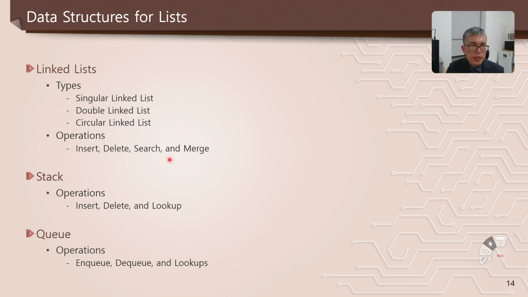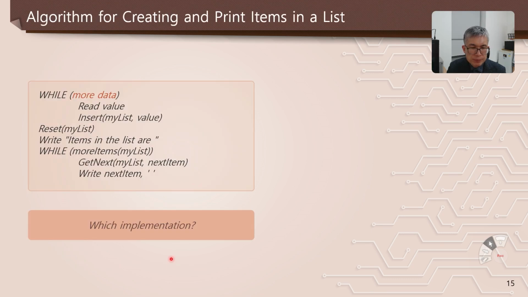So data structures for a list, the linked list types, we have 3: singly linked list, doubly linked list, circular linked list. Operations of a linked list: insert, delete, search, and merge. So using linked list, we can implement abstract data types, stack and queue. Stack operations are insert, delete, and lookup, and the queue operations are enqueue, dequeue, and lookup.